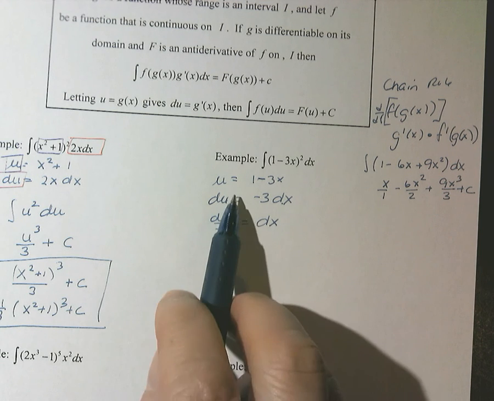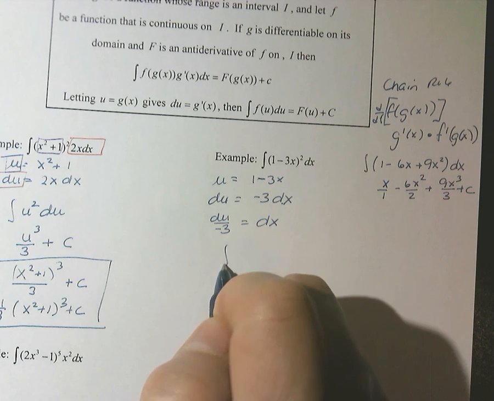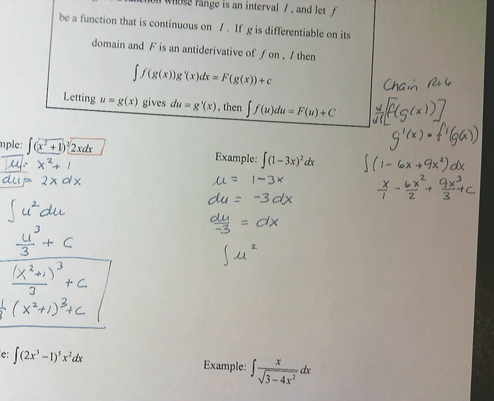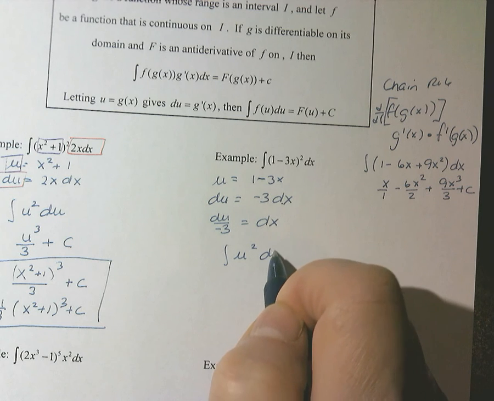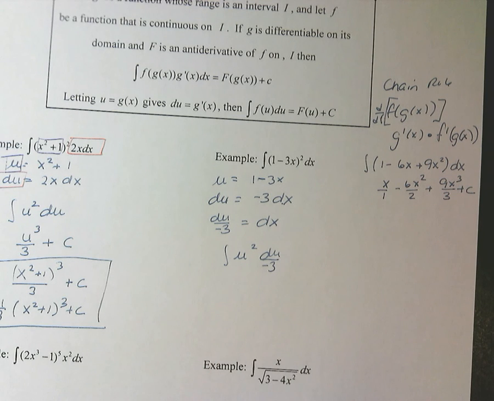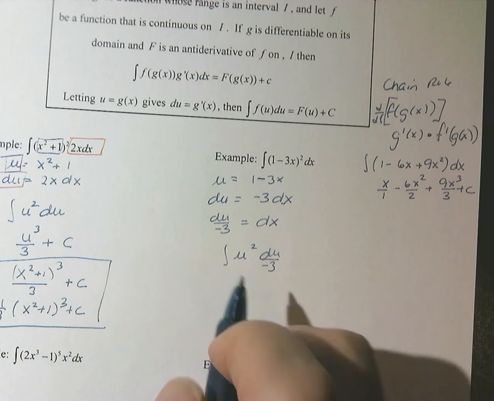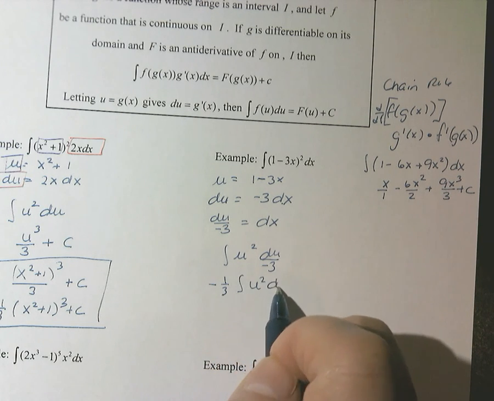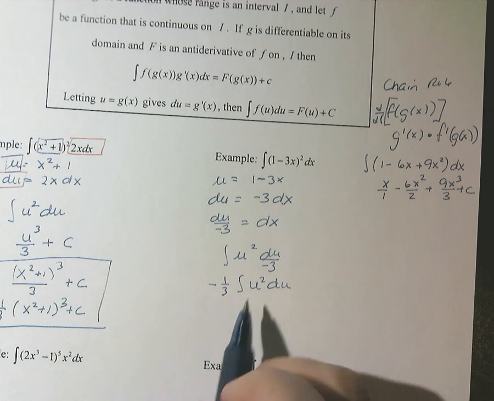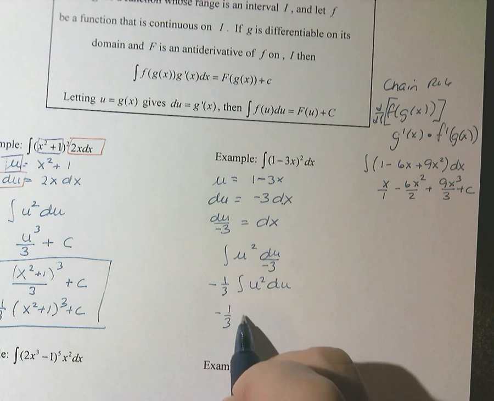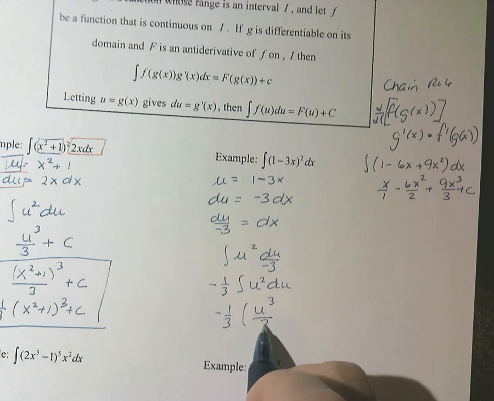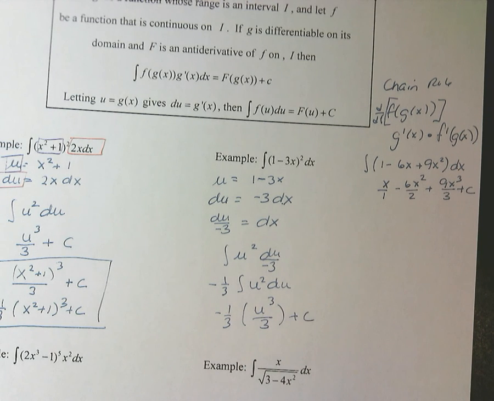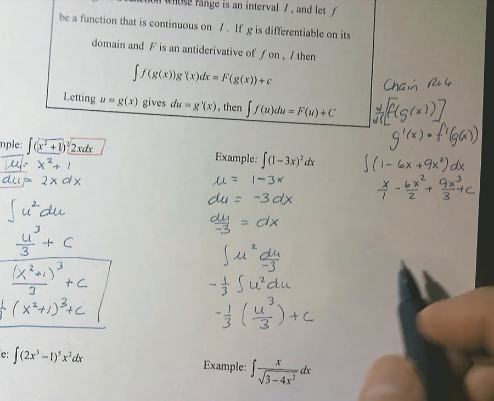So then when I replace this, u is 1 minus 3x, so I have the integral of u squared. Replace dx with du over -3. And then I tend to just clean it up. This is saying -1/3 u squared du. So -1/3, I'm going to multiply that by u cubed over 3 plus c. Replace the u cubed with this 1 minus 3x.